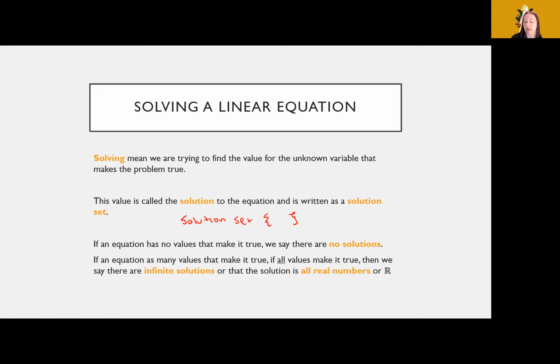If we have an equation that has no numbers that make it true, then we say there's no solutions. And if we have an equation where more than one number can make it true, or if any number works, then we say so. When we have linear equations, you're not going to get just two numbers. You're either going to get one answer that makes it true, no answer that makes it true, or any number works. So if all values make it true, then we say there's infinite solutions, or that our solution set is all real numbers.